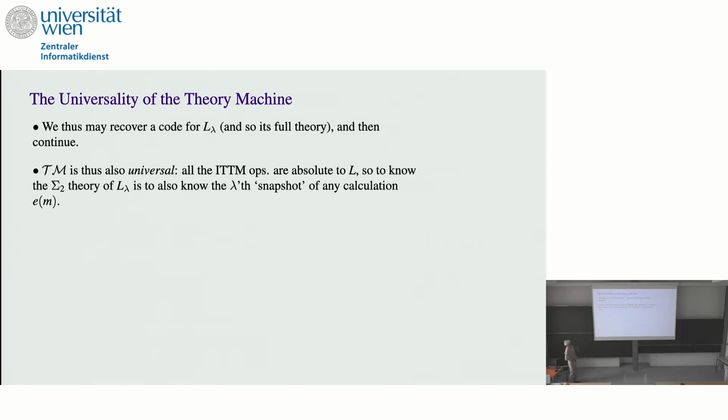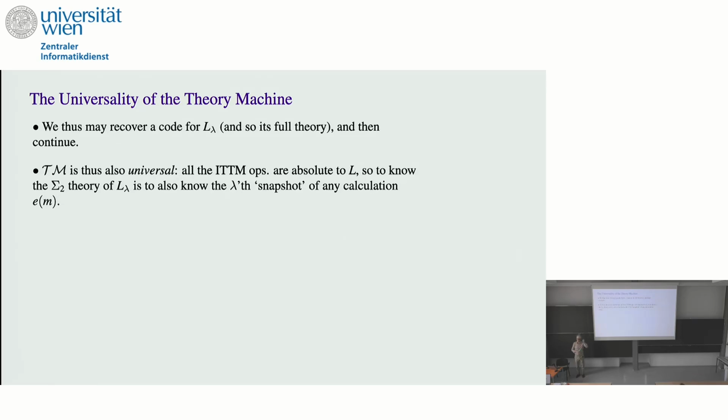Okay, so we get a code for a limit level L lambda, say, and its theory, and then we can continue. And this is the comment I made earlier, that the operations of the machine are absolute to L. So, in a sense, this theory machine is universal because it's producing levels of L and codes for levels of L. But within that code for a level of L is also included the statements that the ETH program has got a certain value, or the ETH program has halted.